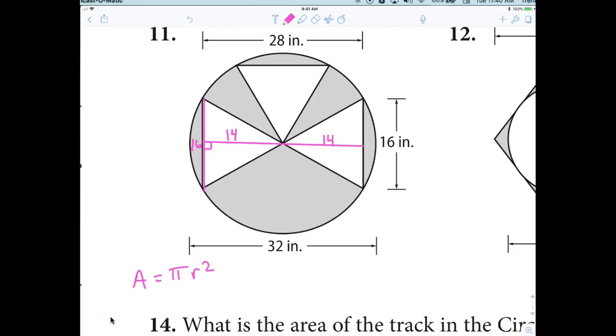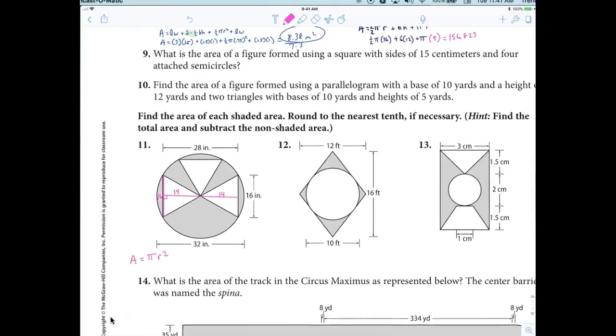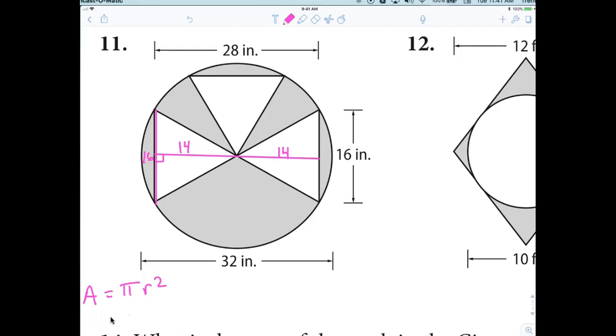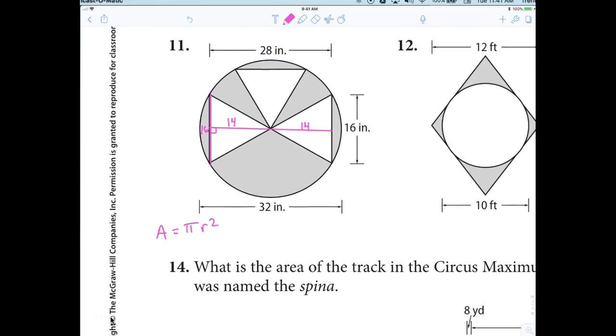Now, the question we have to try to figure out is how many triangles do we have? Are they the same? Yes, they are the same. Everybody good with that? So what is the formula for area of a triangle? Hold up, guys. What's the formula for area of a triangle? 1/2 times base times height. But how many are there? 3. So you're going to do minus 3 times 1/2 base times height.